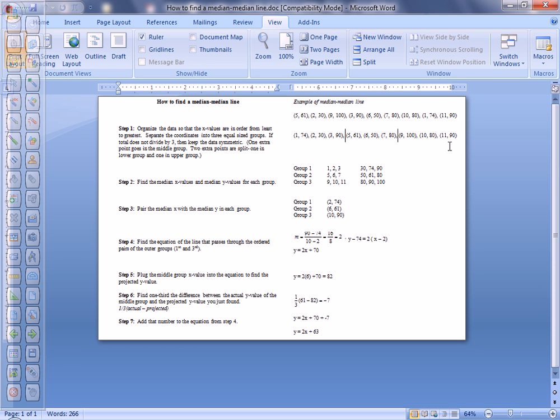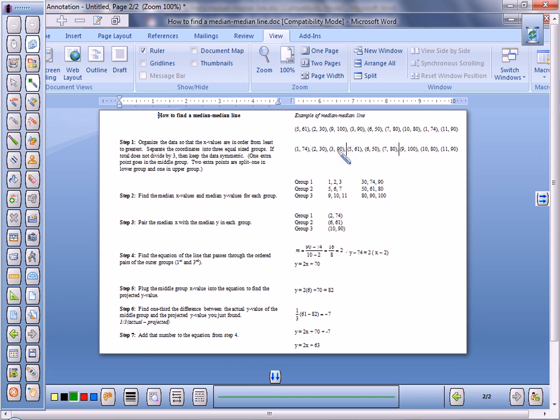3, 3, and 3. If we had, let's say, 10 pieces of data, you would do 3, 4, and 3. Okay? If we had 11 pieces of data, we would do 4, 3, and 4. Okay, we're just going to keep our data symmetric. Any questions about how we would divide up the data?